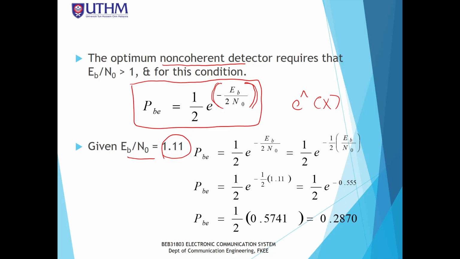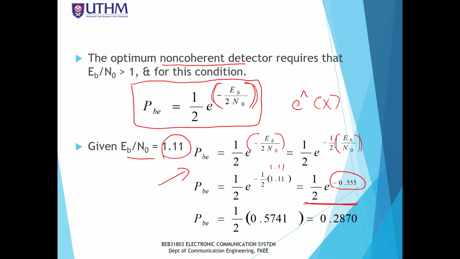Okay. So probability of bit error here is equal to 1 over 2 e power of negative Eb over 2N0. So you can put aside negative 1 over 2 multiplied with Eb over N0. Eb over N0 is given as 1.11. Okay, 1.11 multiplied with negative 1 over 2, so it is e power of negative 0.555. So this you can find straight away using your calculator.